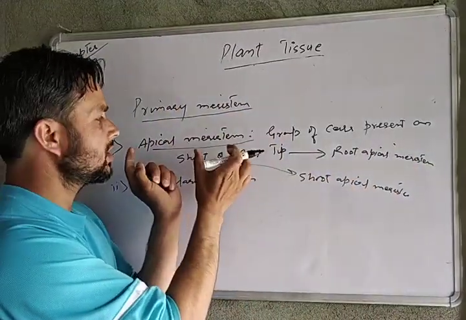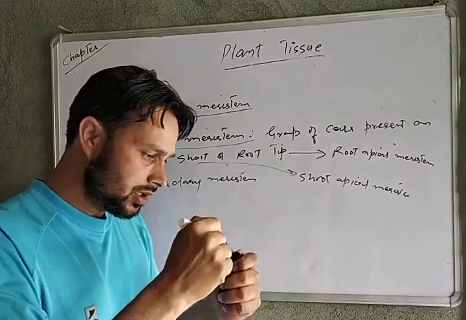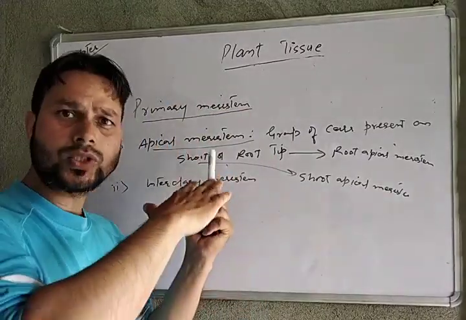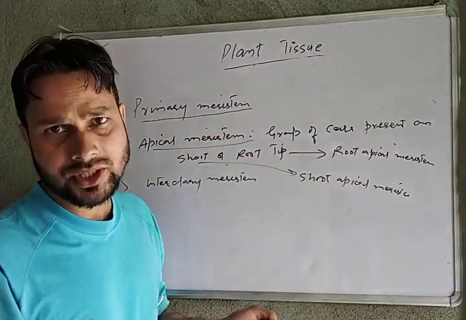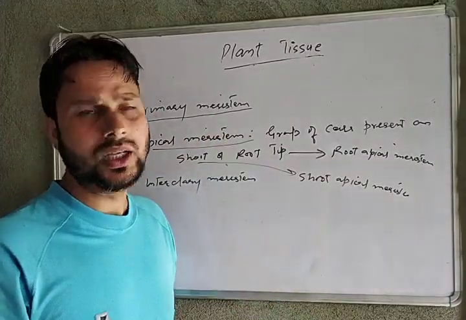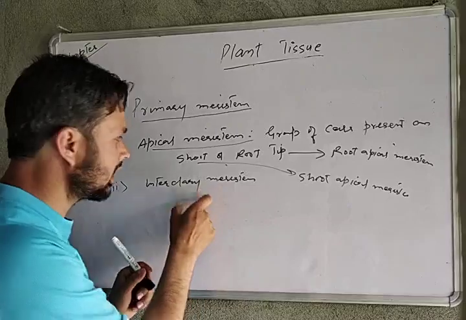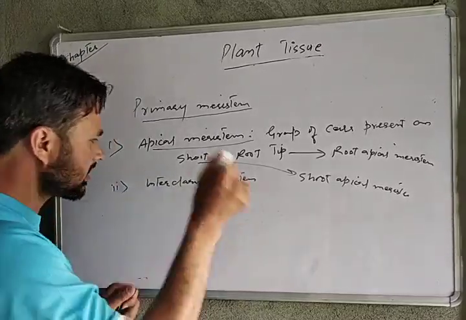Okay, this apical meristem is a group of cells present at the tip of roots and shoots. If present on the shoot, it is called shoot apical meristem. If present on the root, then it's called root apical meristem. Okay, now intercalary meristem.